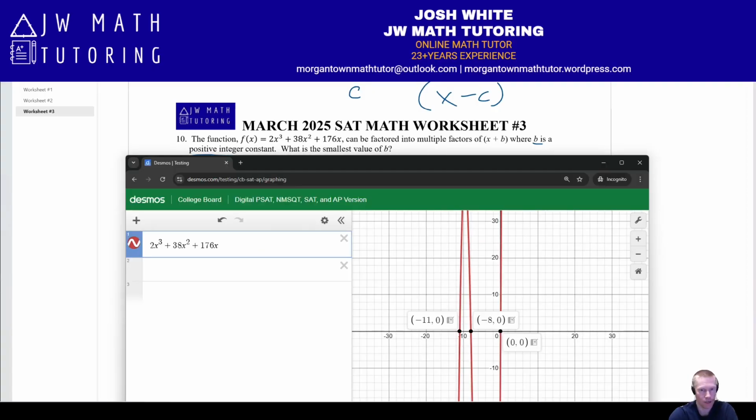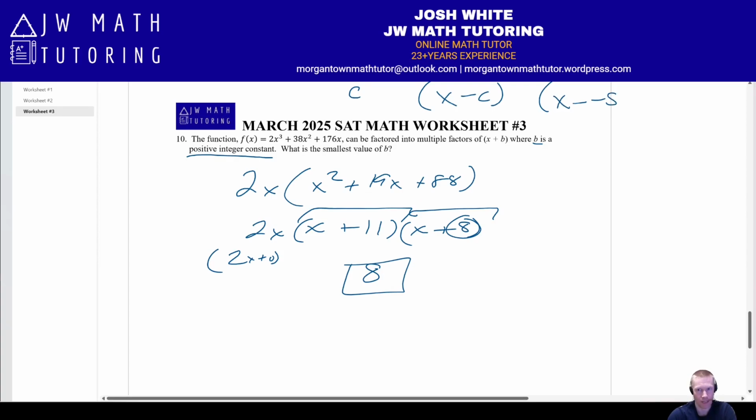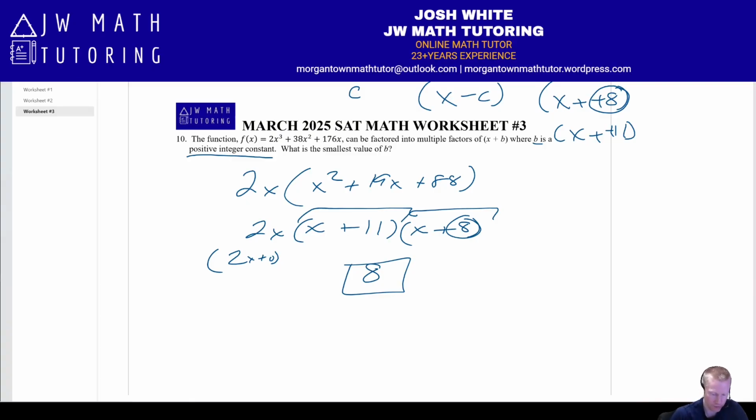So if you look on this, we have, well, 0, again, we can ignore because it's not positive. You have negative 8 and you have negative 11. So the corresponding factors are x minus negative 8 and x minus negative 11, which turns into x plus 8 and x plus 11, and therefore positive 8 is less than positive 11. So that's just how you could get the answer from Desmos as well.